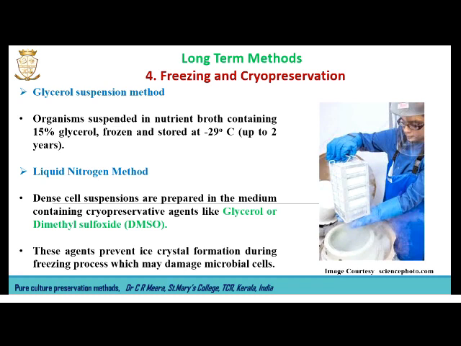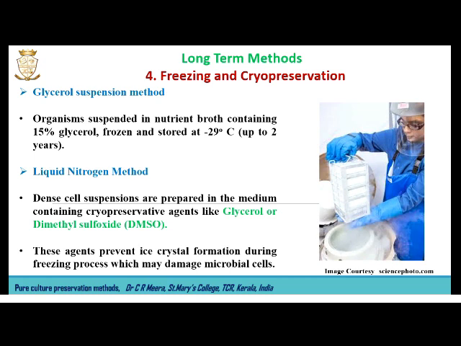Coming to the next long-term preservation method, that is freezing and cryopreservation. Freezing at very low temperatures is usually known as cryopreservation. Glycerol suspension method and liquid nitrogen method are the most commonly used cryopreservation techniques. In glycerol suspension method, the organisms are suspended in nutrient broth containing 50% of glycerol. Then it is frozen and stored at minus 29 degrees Celsius. We can maintain the cultures up to 2 years by this method.